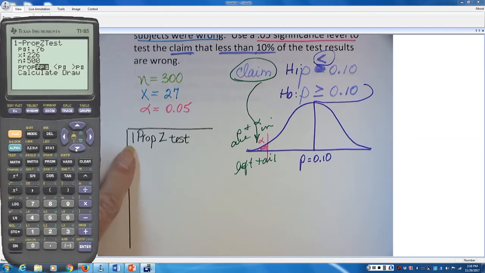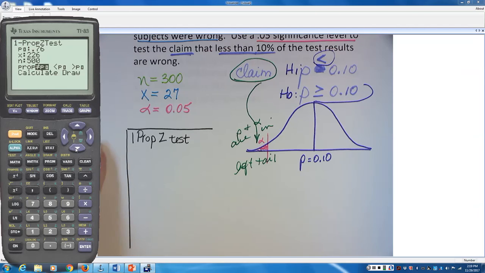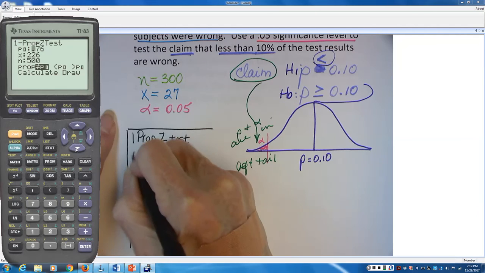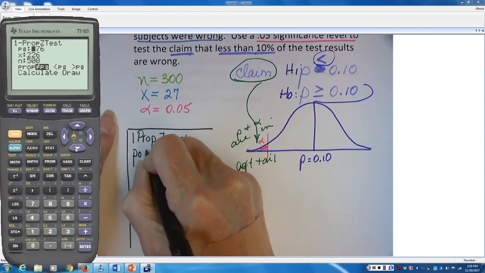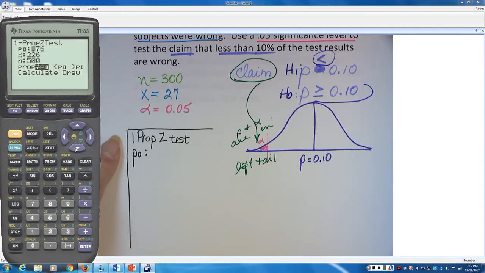And notice when you do a one prop z-test, with proportions, you don't get to use data, you have to use stats. You're not going to have the actual raw data; you have to have the summary. So the first thing it asks you is, what's p sub 0 supposed to be? Well, that's the p-value in H0. What's the value, the number? 0.10.